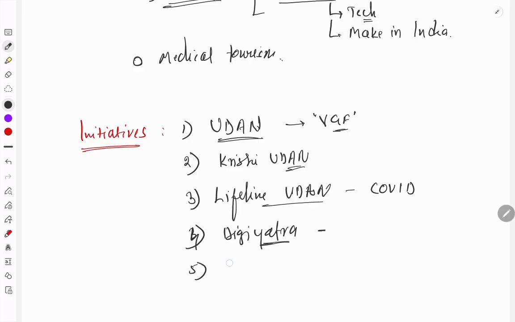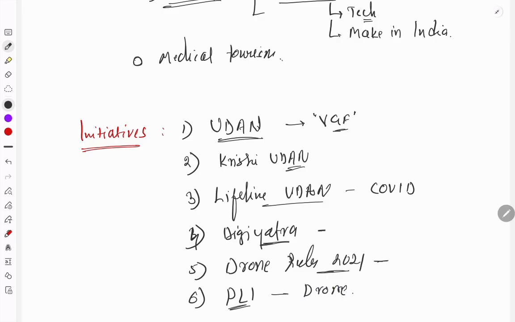Fifth is that we have amended our drone rules 2021 so that the drone sector can be developed. Along with this, we have also provided the PLI scheme, that is the production linked incentive, in the drone sector, so that we can promote drones in our country. So these are the important initiatives the government has taken to promote the aviation sector.